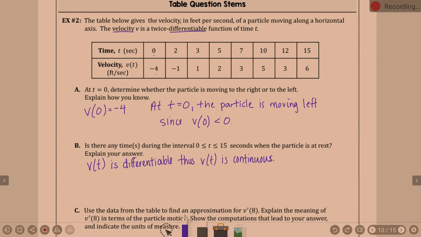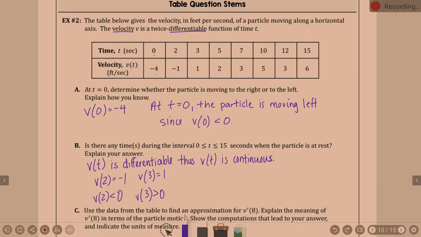Okay. V of t is differentiable, thus v of t is continuous. You pointed out that v of 2 is negative 1. And that means the velocity at 2 is less than 0, yes? You pointed out that v of 3 is positive 1. That means the velocity at 3 is greater than 0.